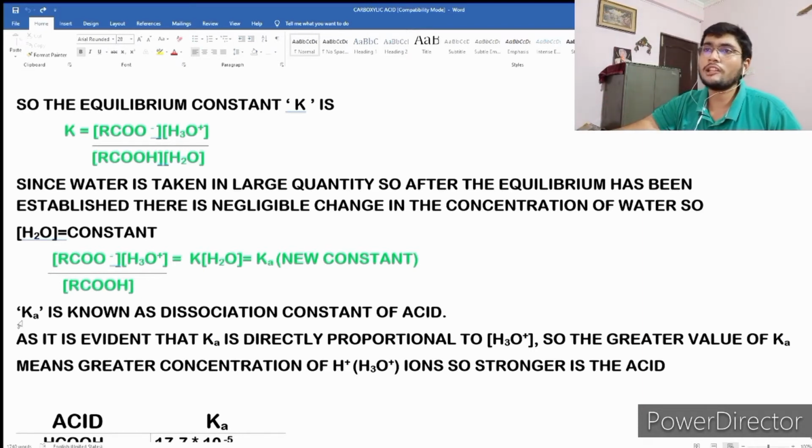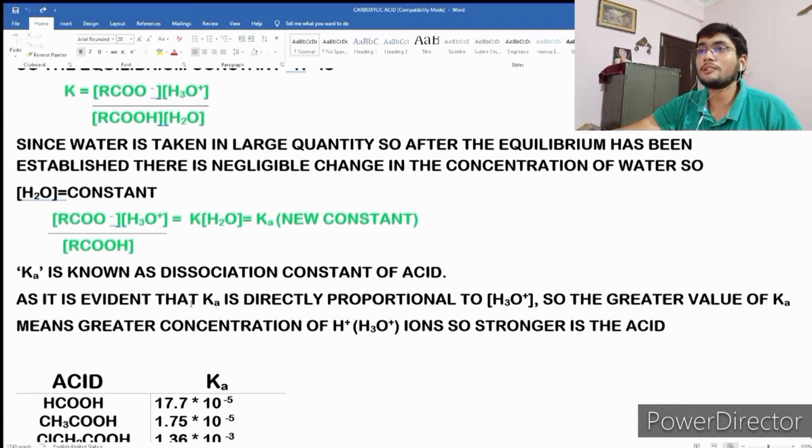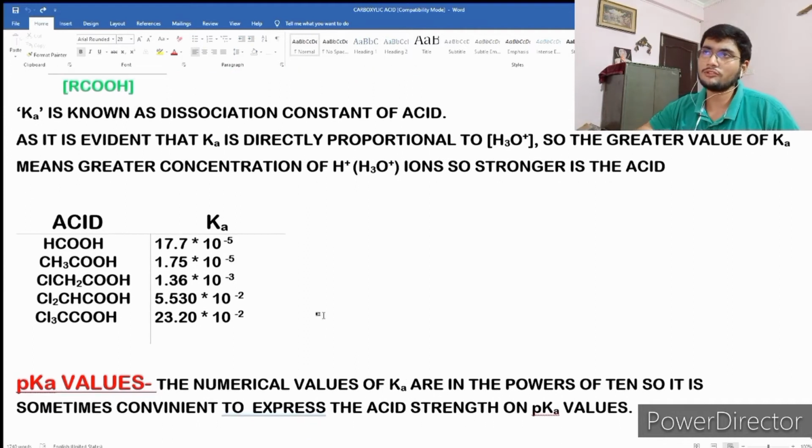So that's what I have written here also, as it is evident that Ka is directly proportional to the concentration of hydronium ion. So the greater value of dissociation constant means greater concentration of hydronium ion, so stronger is the acid. Now let us see some of the dissociation constant values of some different carboxylic acids.